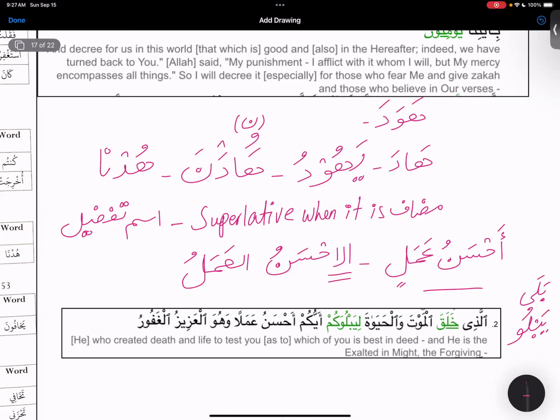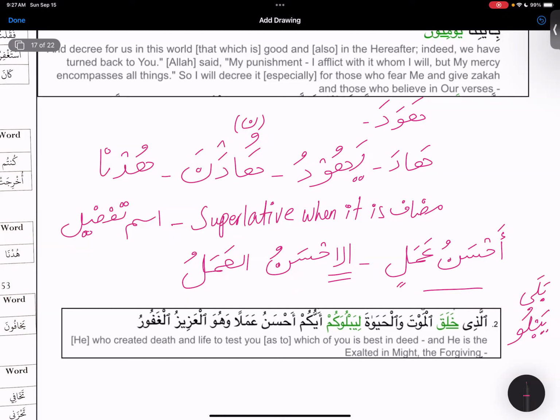So what is our test? Ayyukum ahsanu amala, which one of you is better in deeds. Now ahsanu, you tell me, is it mudaf over here? No, it's not mudaf. Does it have al on it? No. That means it is taking the meaning of comparative. So which one of you is better, better in amal. Subhanallah, He could have said the best over here.